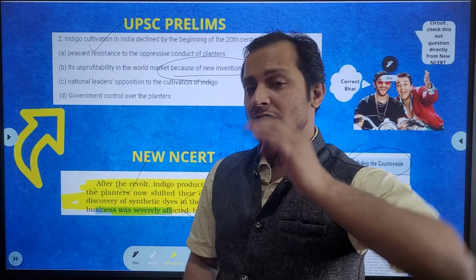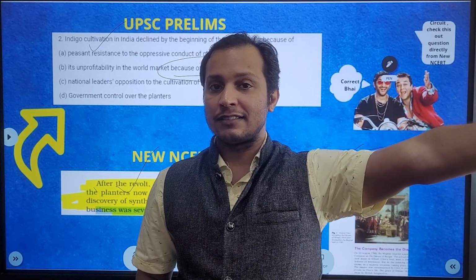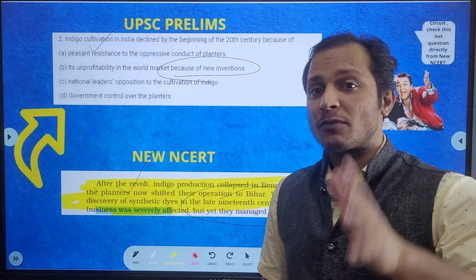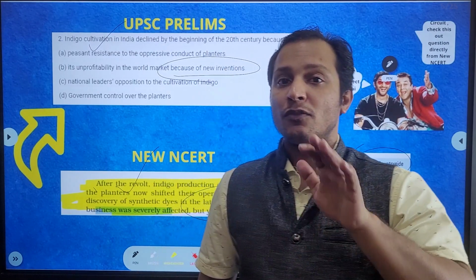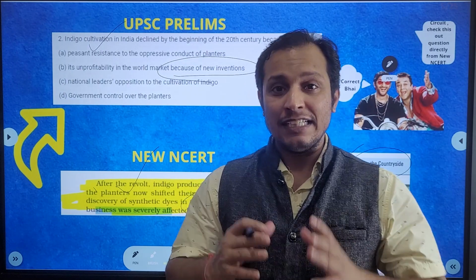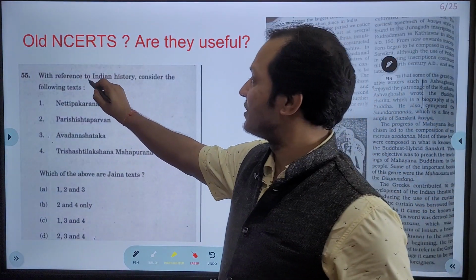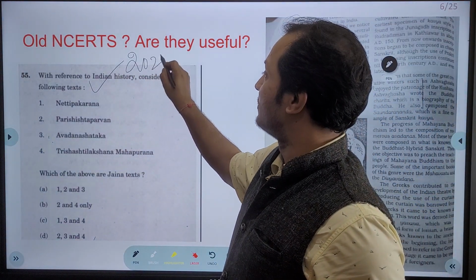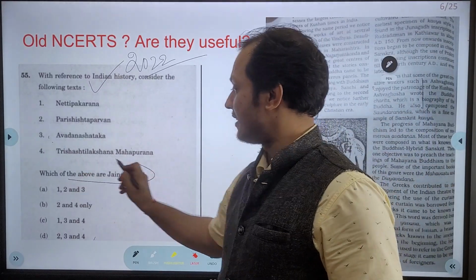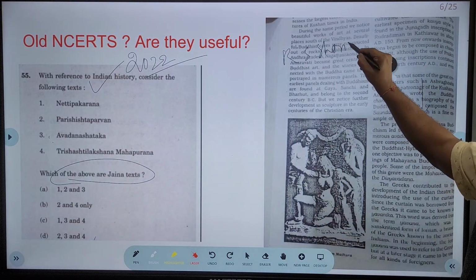So, the doubt that should we read the old NCERTs as far as history is concerned and ignore the new NCERTs, don't do that. If you do that, you will miss some of the important questions which are being framed from the new NCERTs. So can I leave out the old NCERTs? Let us see. This is a question which has come in the 2022 prelims examination on Jaina texts. Which of the above are Jaina texts? And let us see this old NCERT, R.S. Sharma, Ancient India.